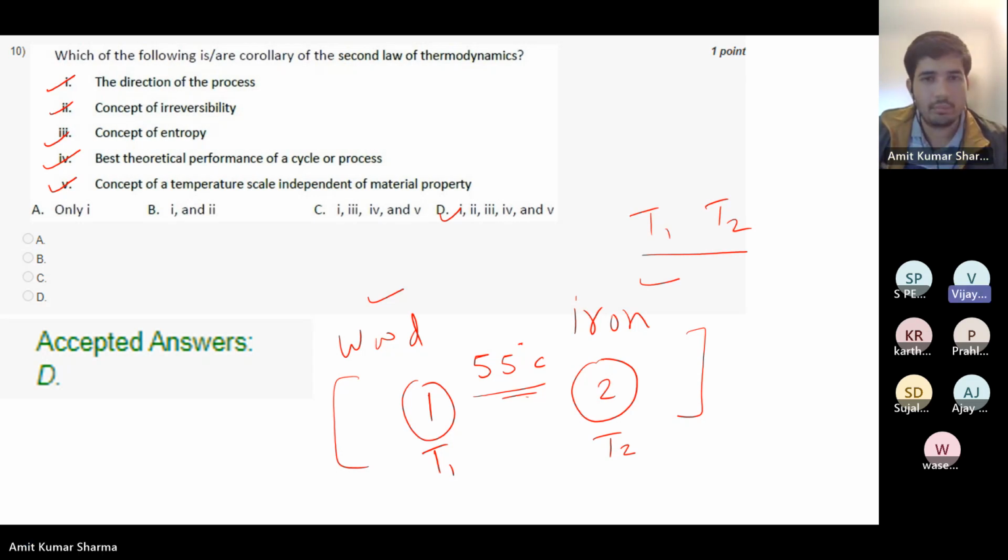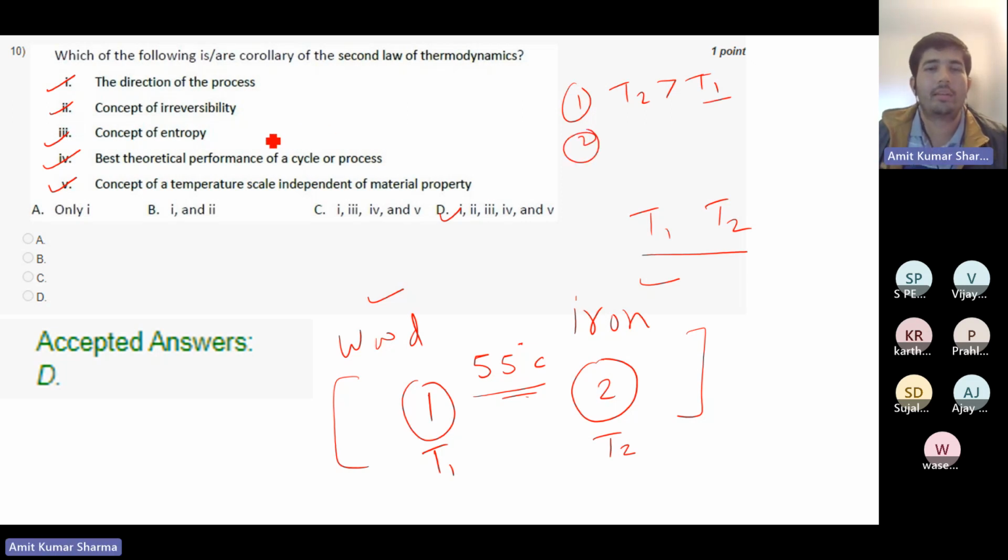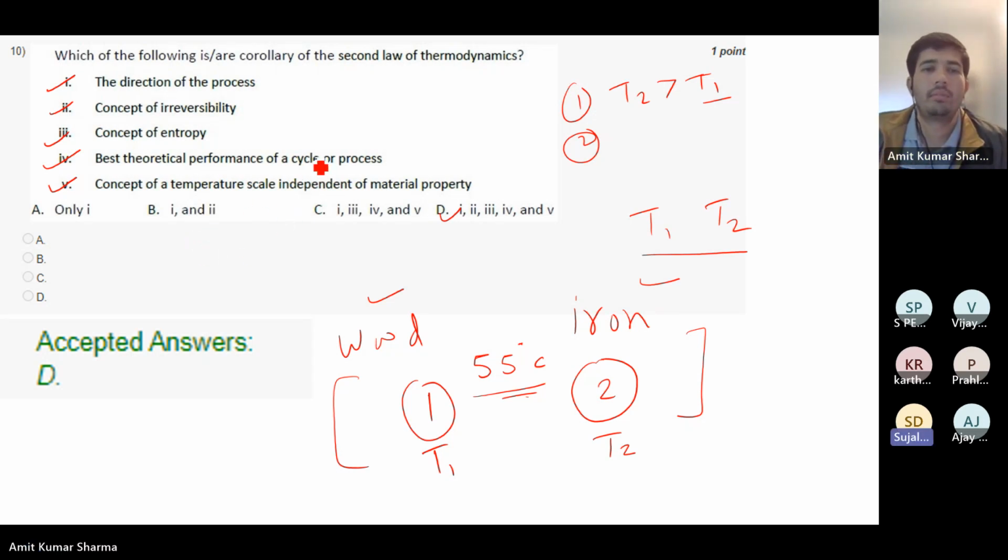T2 will be greater than T1, sir. Okay, you are saying T2 will be greater than T1. Second, anyone else? If I'm not wrong, T1 and T2 are the temperatures of the chairs, right? Yeah. T1 is the temperature of chair 1, T2 the temperature of chair 2, made of iron. Chair 1 is made of wood. Yes, sir. Then I'll also go with the first option. T2 is greater than T1.